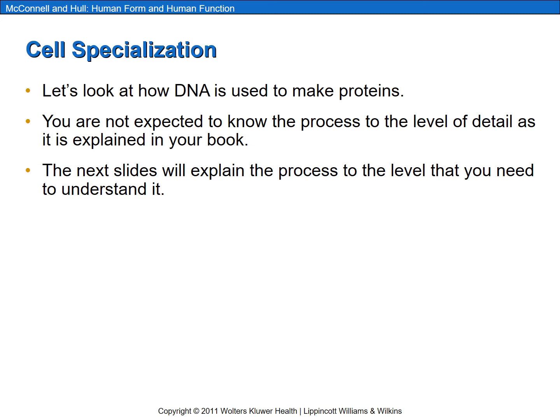Let's now look at how DNA is used to make proteins by your cells. I want to be clear that you are not expected to know the process to the level of detail as it is explained in your book. The next slides will explain the process to the level that you need to understand it for the purposes of this course. The synthesis of protein is a two-step process. The first step occurs in the nucleus. The second step occurs in the cytoplasm.